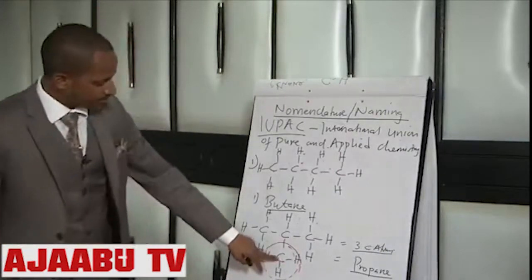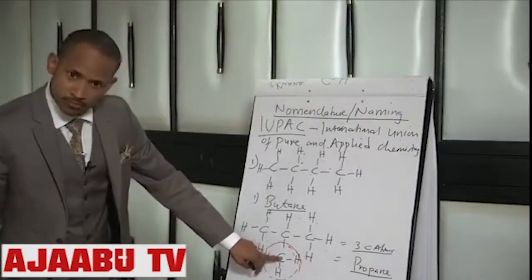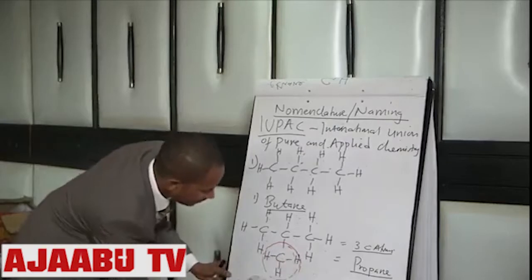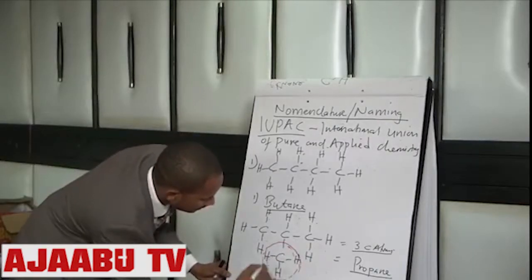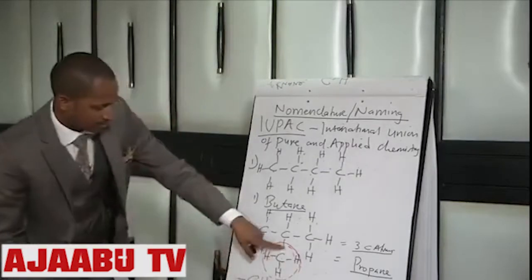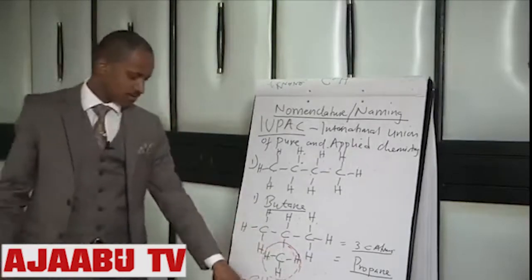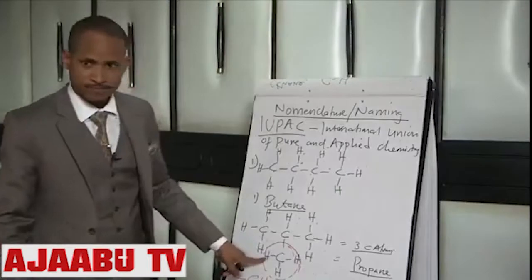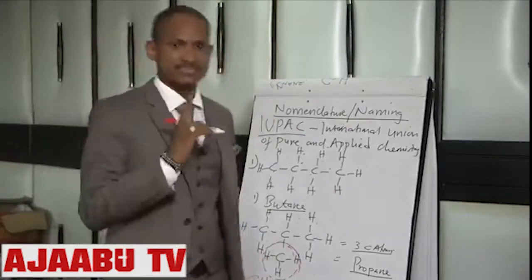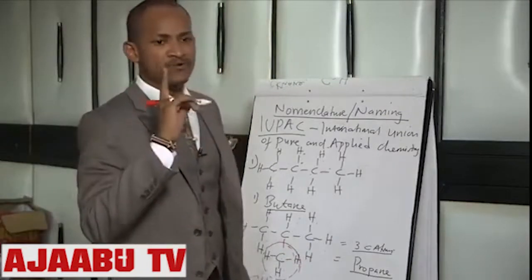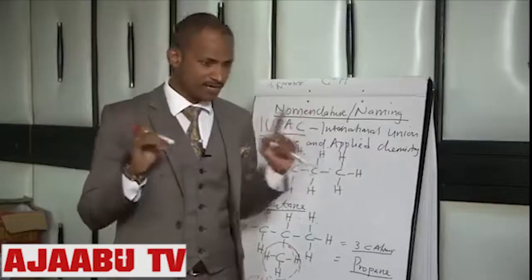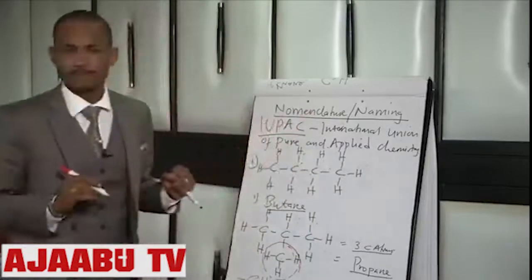From here, we can see the branch has one carbon atom. It has one carbon atom with hydrogen atoms, but there are three. And then there's this one here. One carbon atom with three hydrogen atoms. But it has one hydrogen atom less from the parent alkane group. Are we clear, class, or am I confusing?